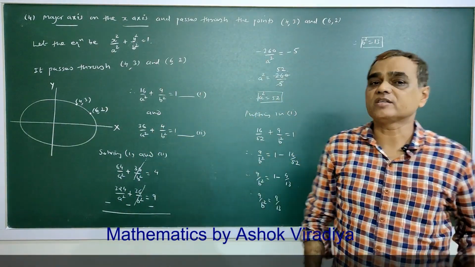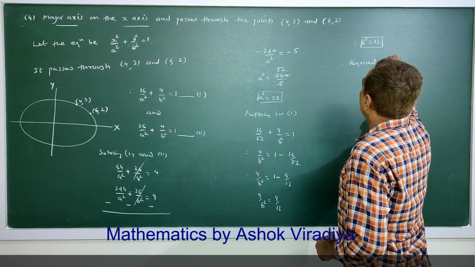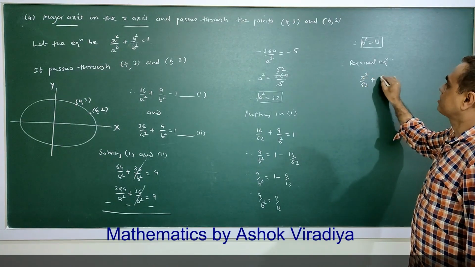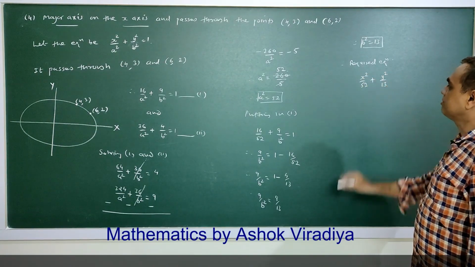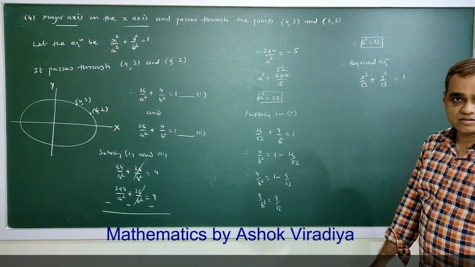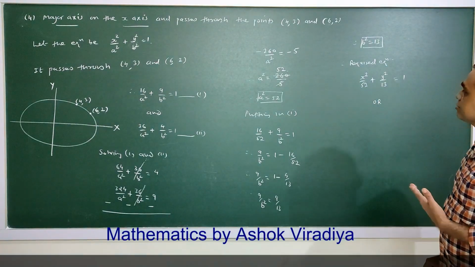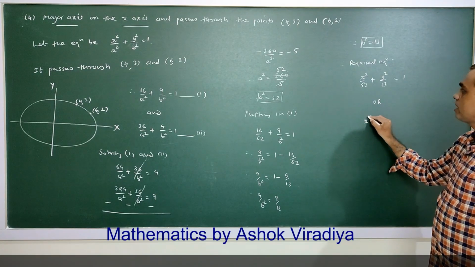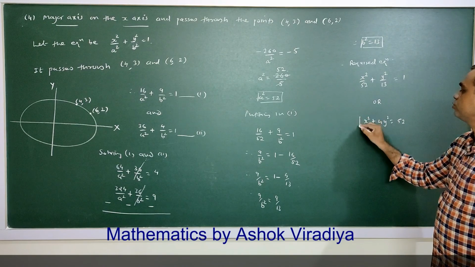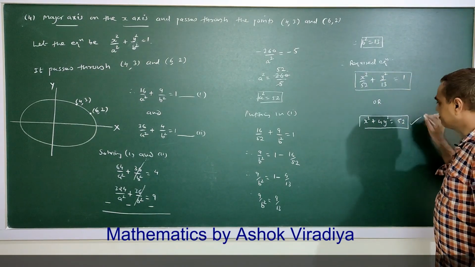So the required equation is x square upon a square plus y square upon b square equal to 1. See, you can also express this equation this way. If I multiply this by 52, then x square plus 4y square is equal to 52. This can also be expressed in this form.